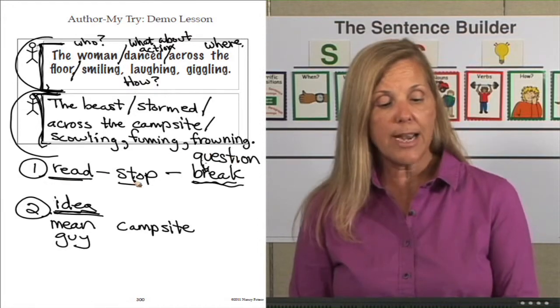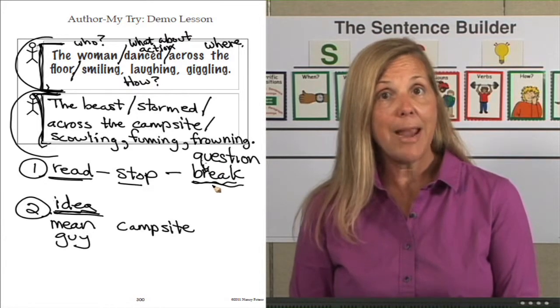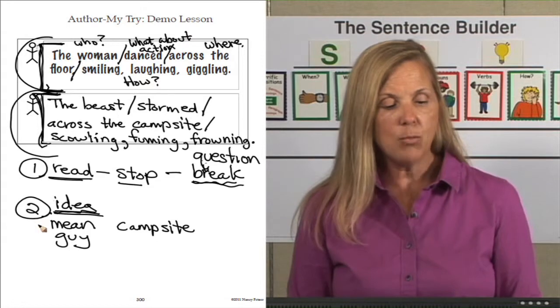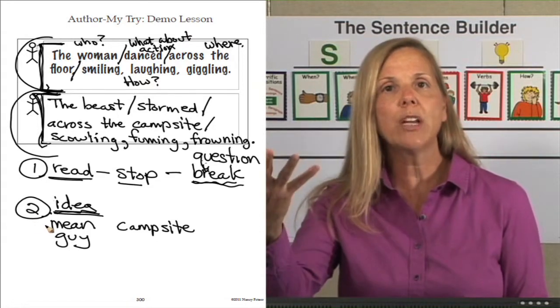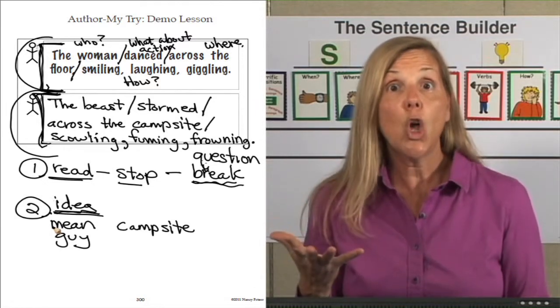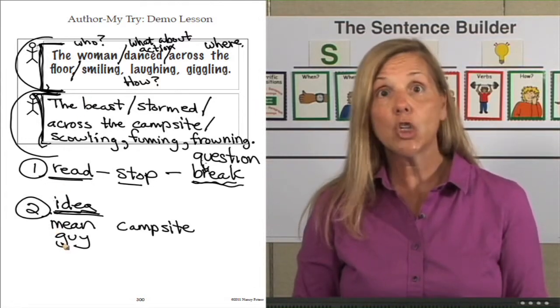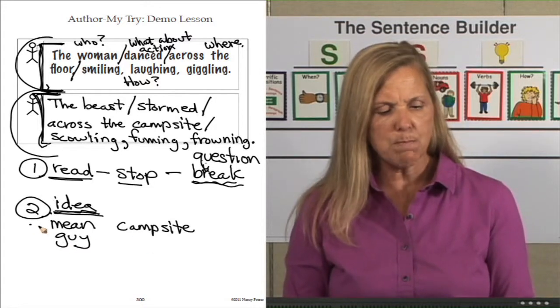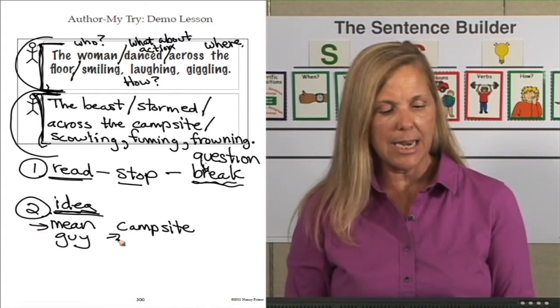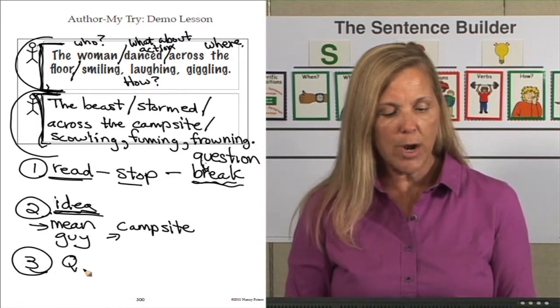We read the mentor text. We stopped at meaningful chunks. We asked the question that matched that chunk, and we broke apart that part of the sentence. Then we came up with our idea. What are we going to write a sentence about? Completely different idea. What kind of tone do we want in our new sentence? We're going to use this style, but we're going to have a tone. And we said we wanted this mean, angry guy at a campsite. Then the next thing we did was we asked the question words.